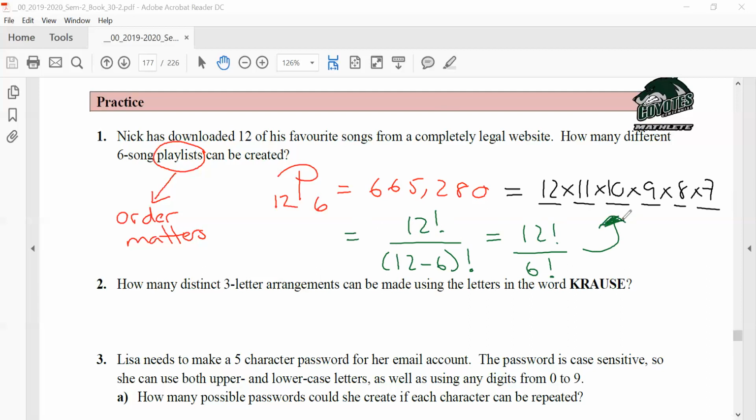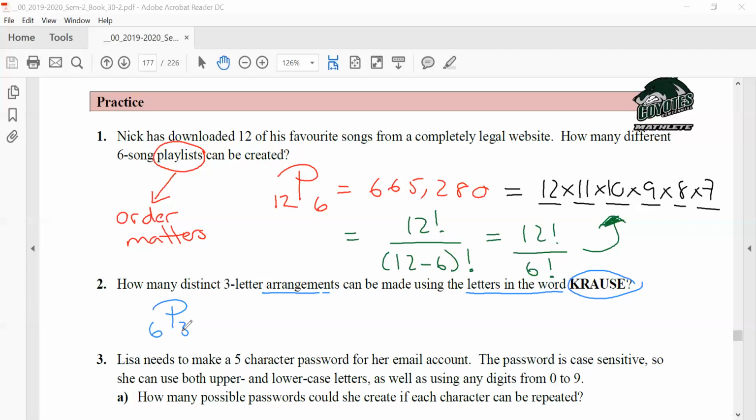Okay, I'll do one more with you, number 2, and then you're on your own. How many distinct 3-letter arrangements? So arrangement, order matters. Letters in a word, the order always matters because Kraus wants to be called Kraus, not Sarku, right? Kraus wants to be called Kraus. So I go and I look at the word here. It says there's 6 letters in Kraus. I notice they're all unique. None of them are the same. So I say to myself, order matters, permutation. There's 6 letters. I need 3 of them.